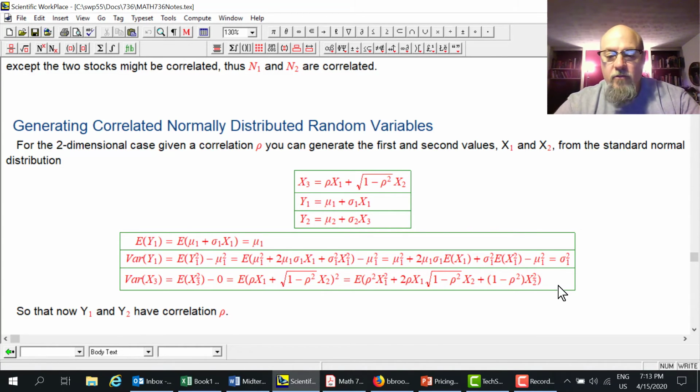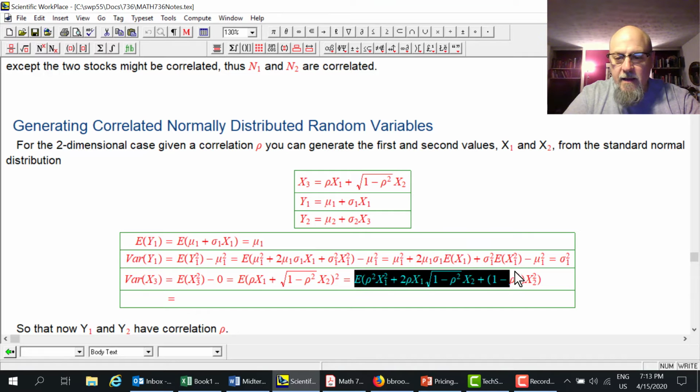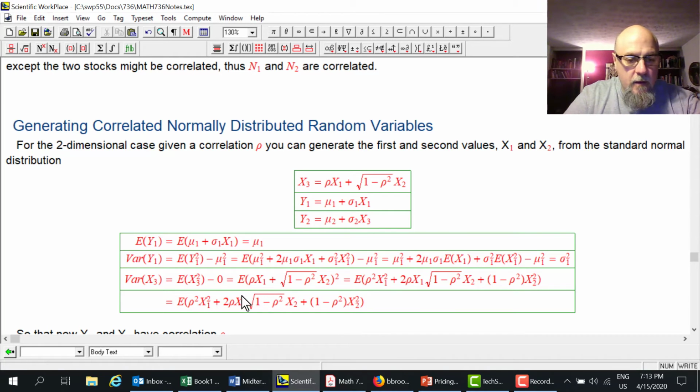Okay, so we're still taking the expected value. I'm going to do the same thing that I did before. I'm going to distribute this expected value across these two plus signs. And anything that's a constant, like rho squared, is going to come to the outside.